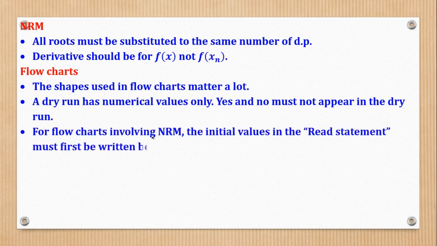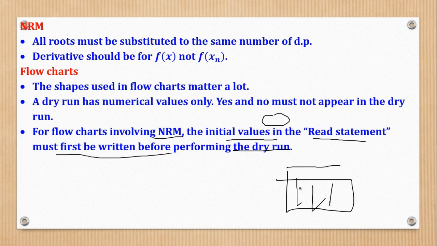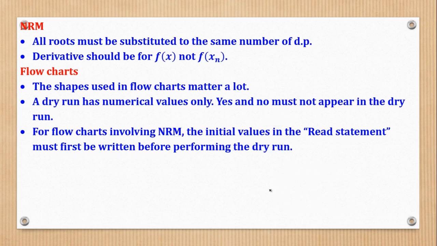Then another point: for flowcharts involving Newton-Raphson, the initial values in the read statement must first be written before performing a dry run. So before you tabulate here, you have to go back to your flowchart and look at the read. Whatever they told you to read must first be written here before you tabulate. Okay, that was numerical methods.